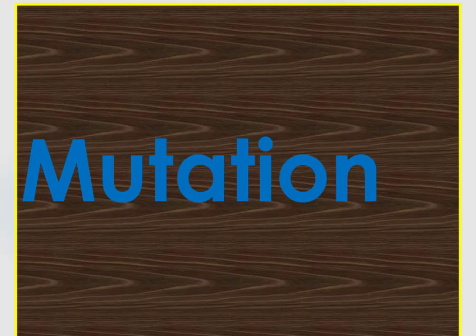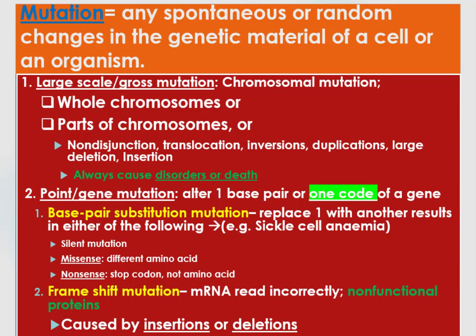Hello students, welcome to the last class of genetics. In this class, we are going to study mutation. What is mutation? Mutation is any spontaneous or random changes in the genetic material of a cell or an organism.